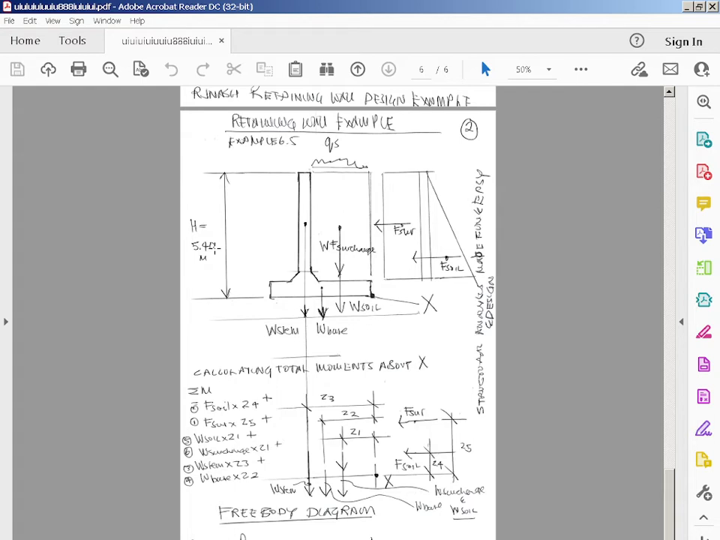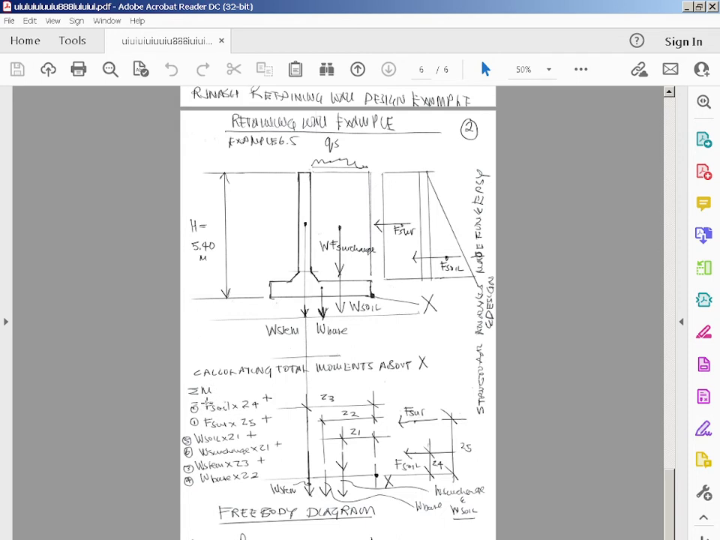5.4 over 2, 2.7. Oh yeah, sorry, and the weight of the soil times Z1. So what I've done is I've labelled all the lever arms on this diagram. Z1 is the lever arm for the surcharge and the soil weights, Z2 is the lever arm for the base, Z3 is the lever arm for the stem, Z4 is the lever arm for the soil force, Z5 is the lever arm for the surcharge force.